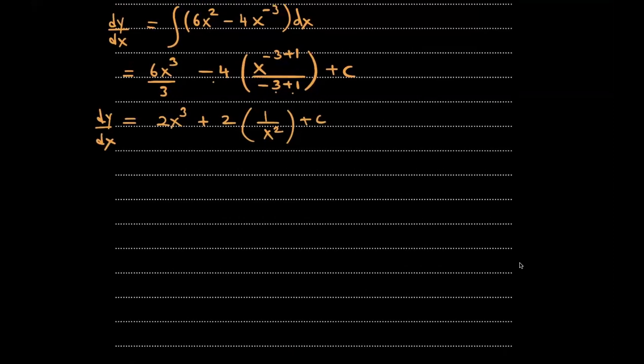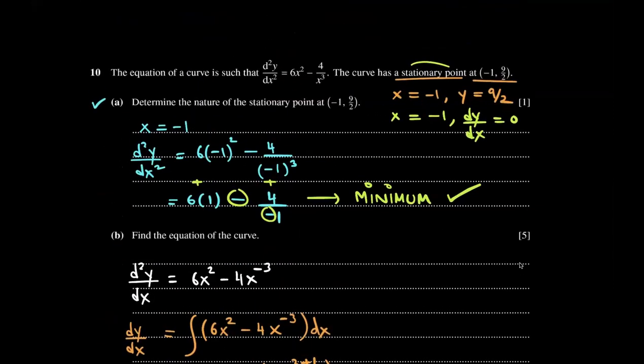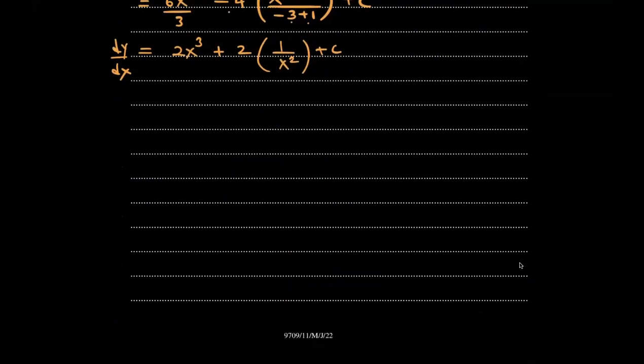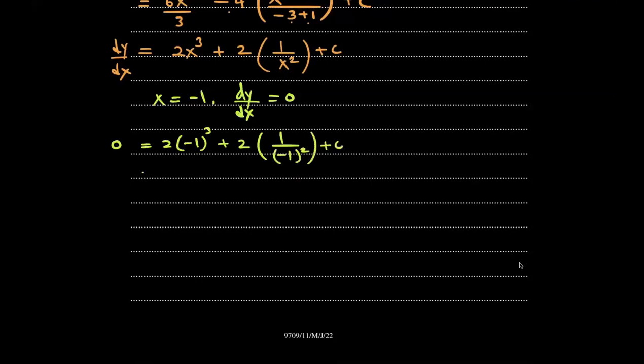Now let's scroll up. This is the condition that we have. x is negative 1, y is 9 over 2; x is negative 1, dy by dx is 0. We will use the second one. So x is negative 1, and dy by dx is equal to 0 because it's a stationary point. So this is 0. This is 2 into negative 1 cubed. This is 2 into 1 over negative 1 squared plus c. This is negative 2. This is positive 2. This is c. This is 0.